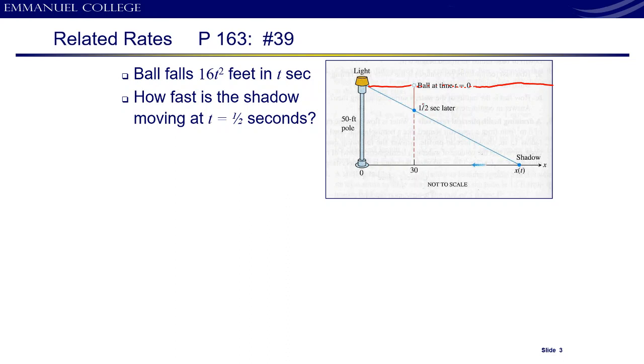From here to here, I know that it's fallen 16t squared feet at that point. That's how fast it's falling. So then I know that if it's 30 feet away from the lamppost here, this also has to be 30 feet.